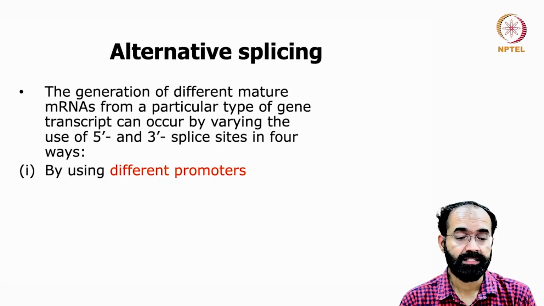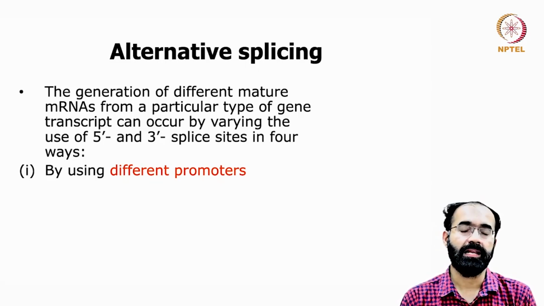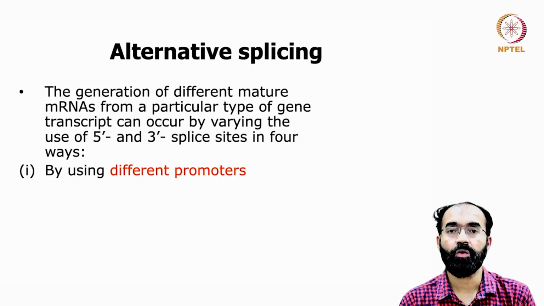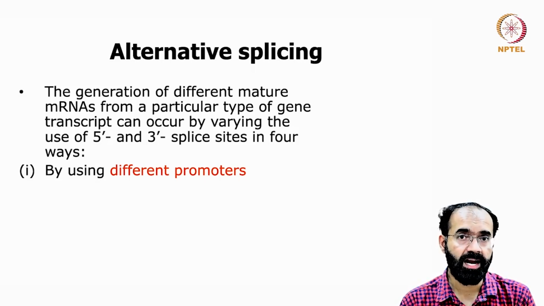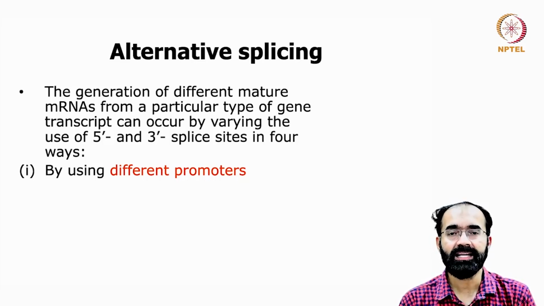One way is using different promoters. Promoters, we know, are regulatory elements which tell the transcriptional machinery, like polymerase and other factors, from where onwards the gene is situated, from where the transcription should start. That is what the promoter or regulatory element is. Other than that, it means nothing. It is basically a guidance.